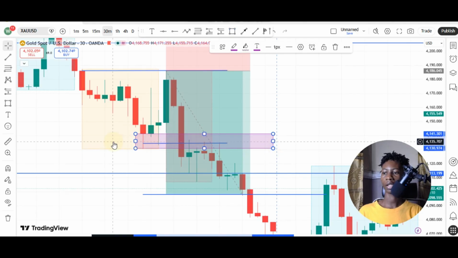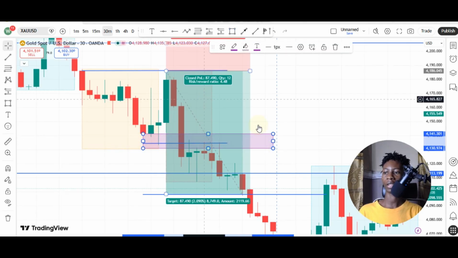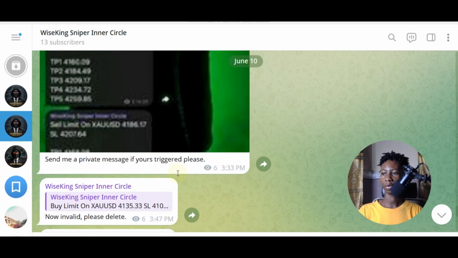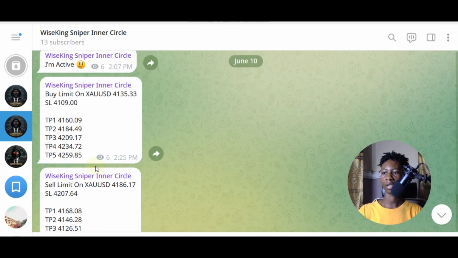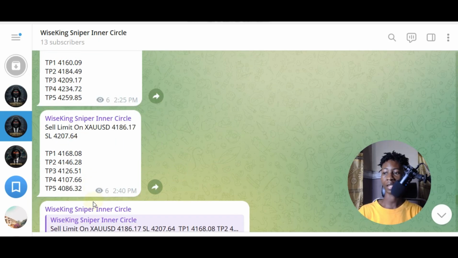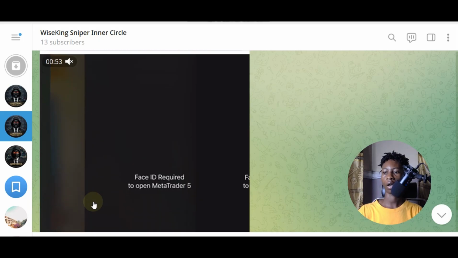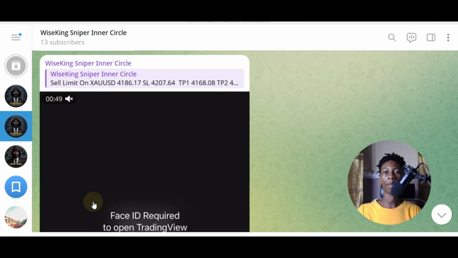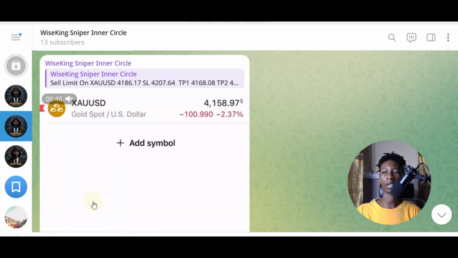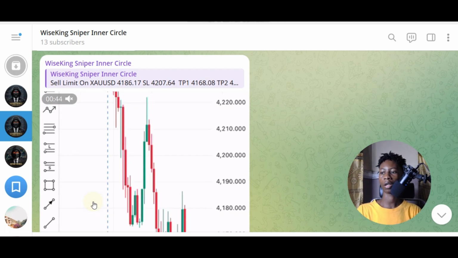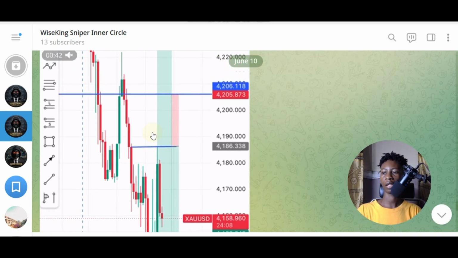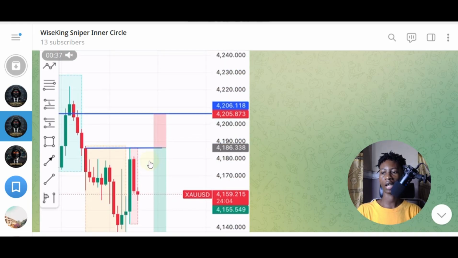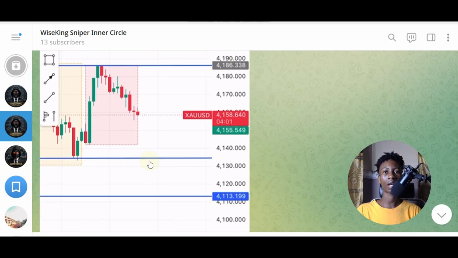So there's a liquidity sitting at this particular low, and this particular trade I actually sent to my inner circle, which I'll be showing you right now. You can see there that I sent both the buy limit and also the sell limit to my inner circle, and also the very moment it triggered. But what happened yesterday was that in my GFT account the trade didn't trigger, but in my Vprop account the trade triggered. So right here you can see I sent them this video showing them the moment it triggered, and also showed them how it didn't trigger in my GFT account.